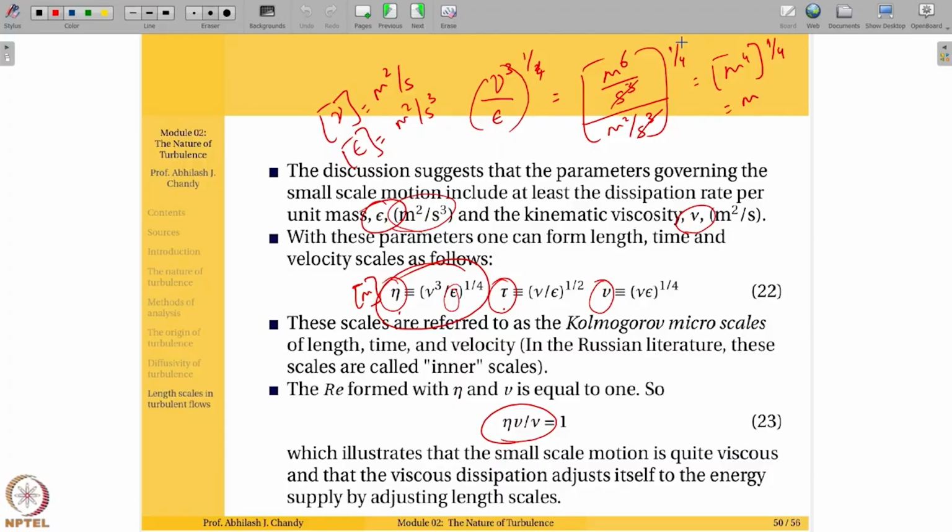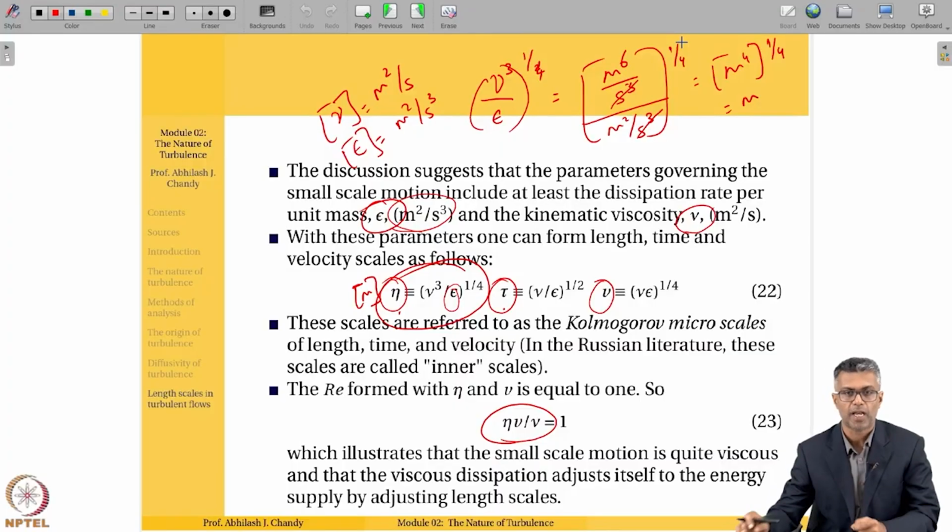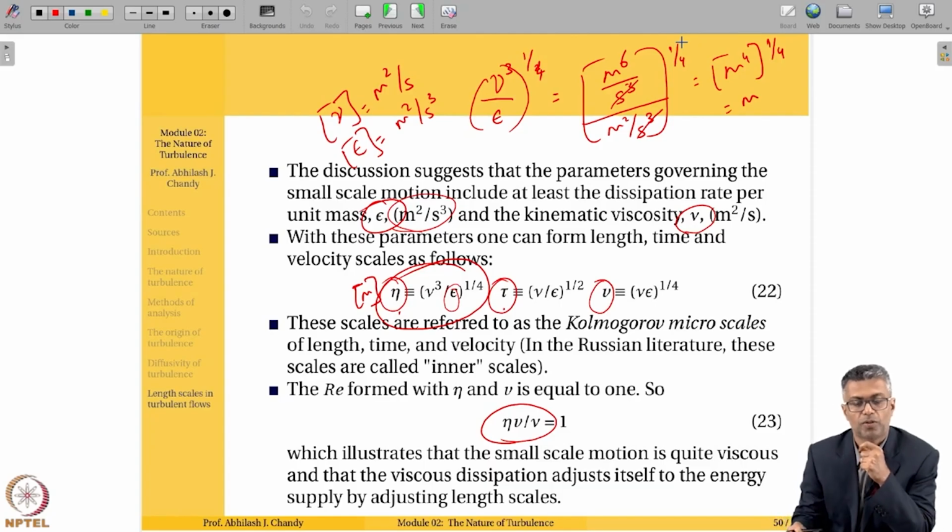Hello everyone. So we've been talking about the small scales of turbulence, and in the last class we had derived some equations for the Kolmogorov scales, which Kolmogorov called the inner scales. Just to refresh your memory, these are the Kolmogorov length scale, the Kolmogorov time scale, and the Kolmogorov velocity scale, which he called the microscales, or in his literature, the inner scales. This was developed in the 1940s.